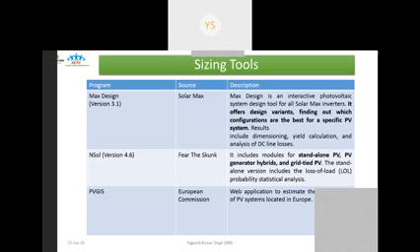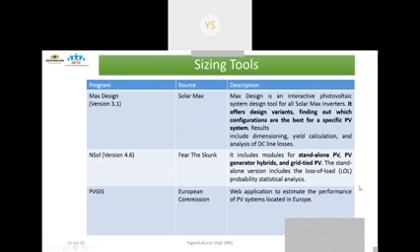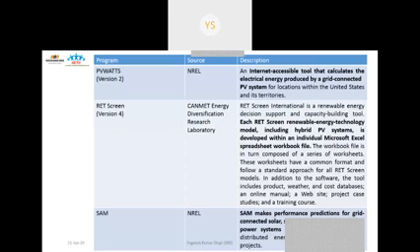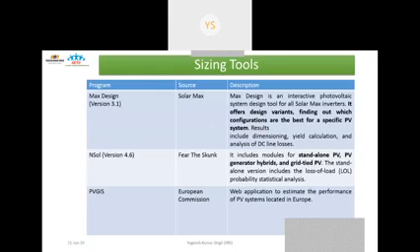For designing standalone PV, PV-generator hybrid systems and grid-tied systems, we use the Ansol software. Another software is PVGIS. This is used for estimating the performance of PV systems located in Europe, but now this tool is open for every place. Apart from that, all these tools are chargeable, and PVGIS is free, but the above two are chargeable.